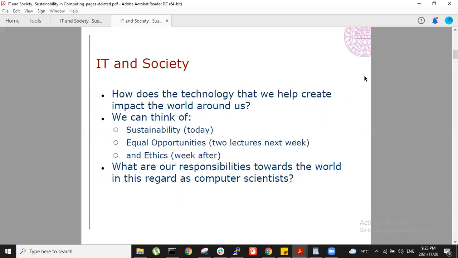So IT and society. How does the technology that we help create impact the world around us? We can think of sustainability. So we are covering sustainability today. We can also think of equal opportunities, which we will cover in the next week, and it takes after the next week, which means after 2 weeks. And what are our responsibilities towards the world in this regard as computer scientists?